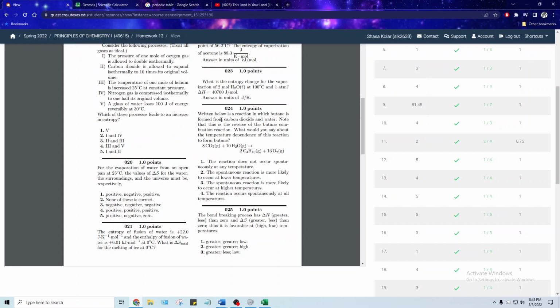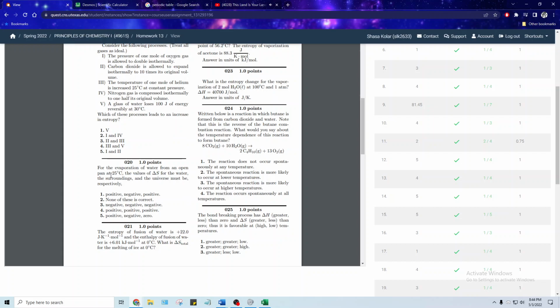For number 20, for the evaporation of water from an open pan at 25 degrees Celsius, the values of delta S for the water, the surroundings, and the universe must be respectively. So the delta S for the water is going to be positive because it's evaporating. The surroundings are losing energy because the water requires energy to evaporate, so the delta S of the surroundings is negative, and then the universe has to be positive because of the second law of thermodynamics.